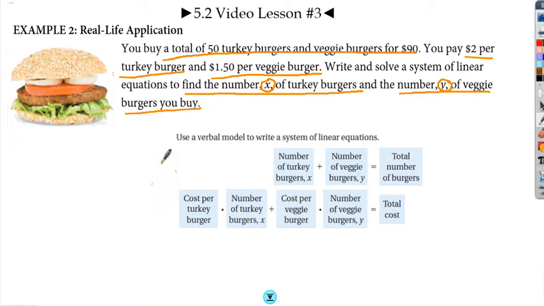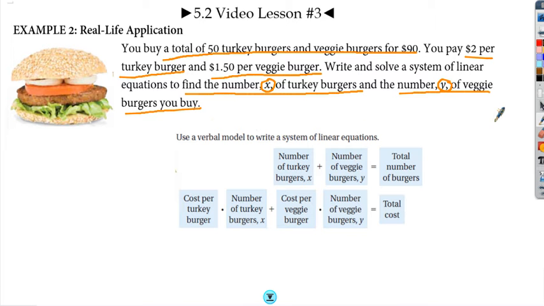So I underlined that you're buying a total of 50 burgers, both turkey and veggie burgers together, 50 of them for $90. $2 for turkey burgers, $1.50 for each veggie burger. And we have to find how many turkey burgers, which is an X, and how many veggie burgers, which is in Y, you buy. So let's use this model to help us write the equation.